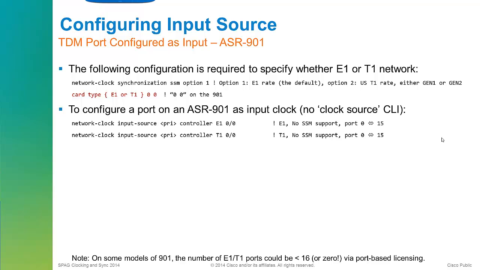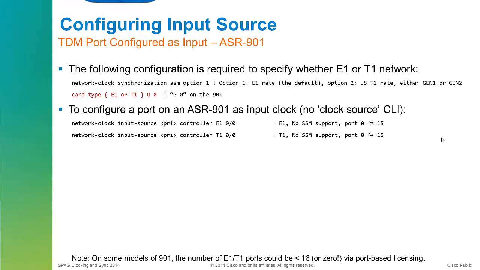Now we've done the bits. Now we look at a normal TDM port. The 901 has up to 16 ports, depending on the version. There's some that don't have any, but just so you know, the 901 does have models that have T1E1 ports, up to 16. Some of them may be port-based licensing, so if you need another one and you can only see 4 or something, you might need to install a port license to get them all.